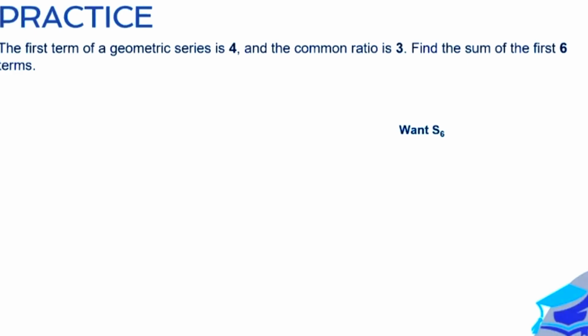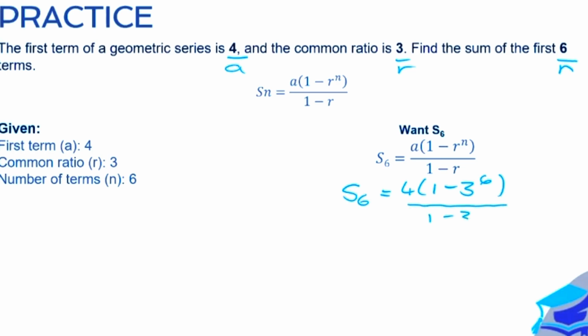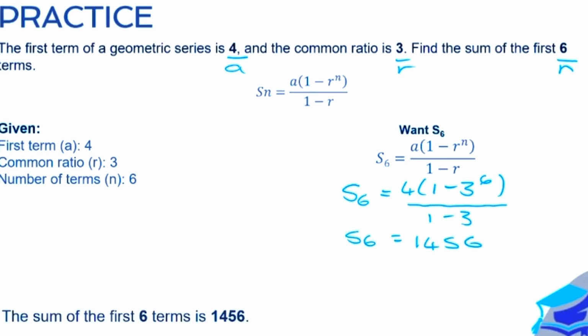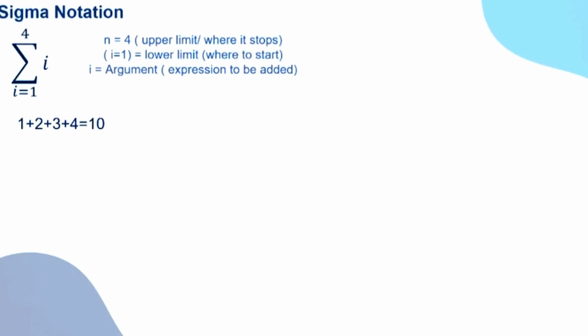The first term of a geometric series is 4 and the common ratio is 3. Find the sum of the first six terms. We are given a, which is 4, r, which is 3, and n, which is 6. From here, we use the sum formula, plug in our given values, and get that the sum for the sixth term is equal to 1,456.